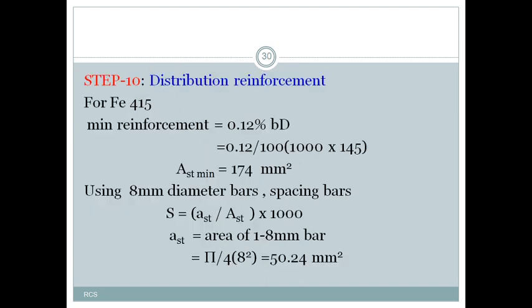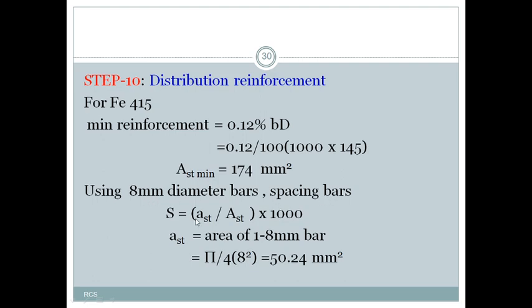Then distribution reinforcement. There is no particular design for distribution reinforcement. It should be provided as minimum reinforcement. As we are providing Fe415 steel, the minimum reinforcement to be provided is 0.12% of gross cross sectional area. The AST minimum obtained is 174 mm square. But as I told you, the diameter of the distribution bar should be less than the diameter of the main bar for a one-way slab. That's why I am assuming 8 mm diameter bars, which is less than the main reinforcement.